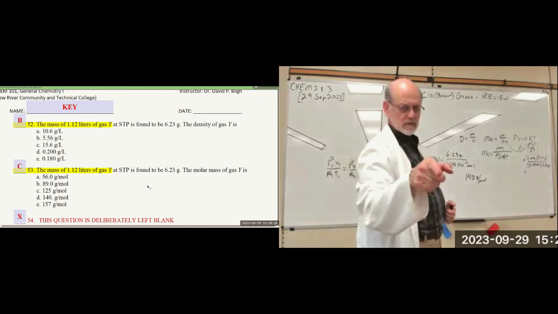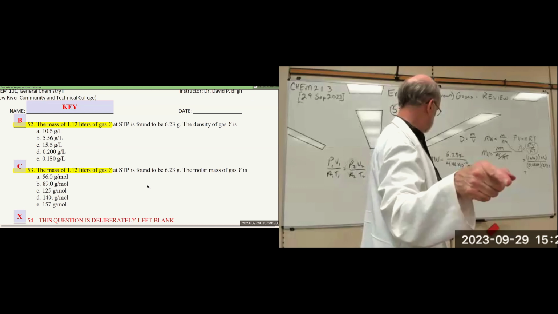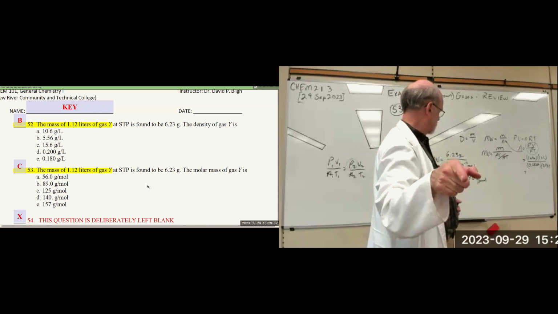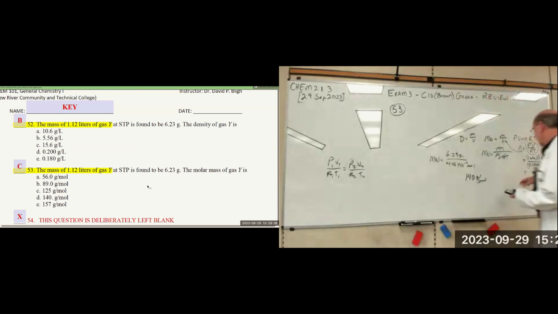I think that answer is wrong. Let me see if I calculated this right. Did anybody else do this one? Is it 1 atmosphere, 1.12 liters? That's where I made my mistake. I was thinking of a different problem. 1.12 liters. Okay, now let's do it again.